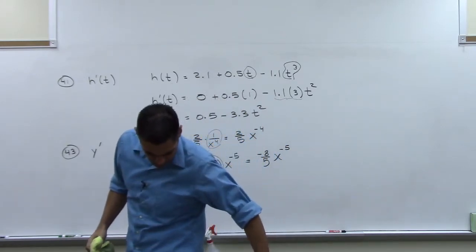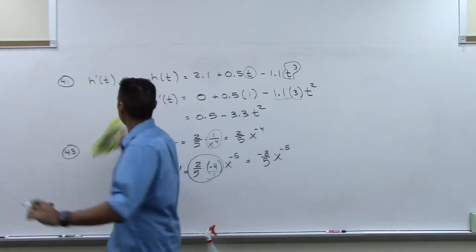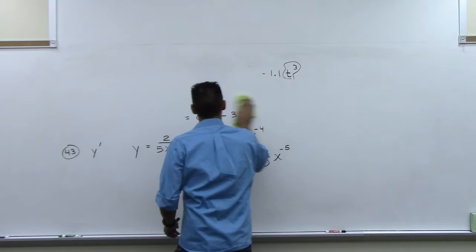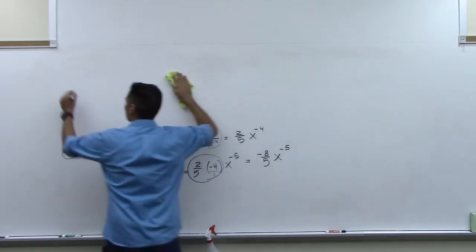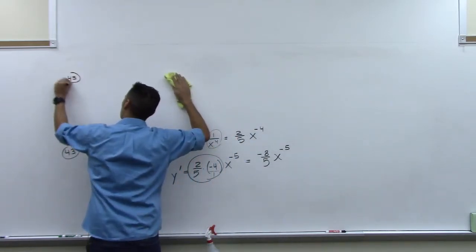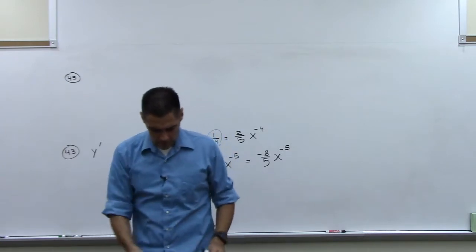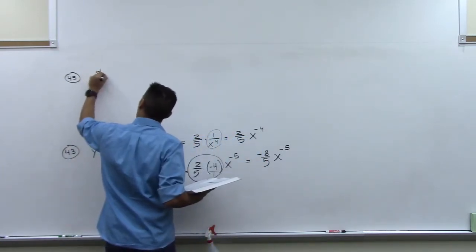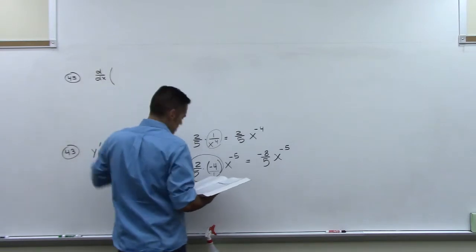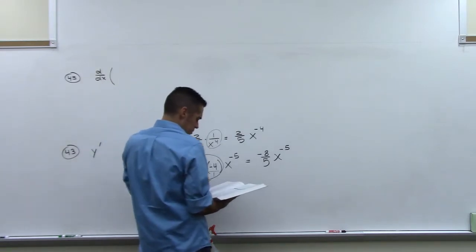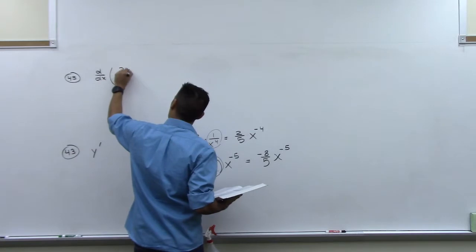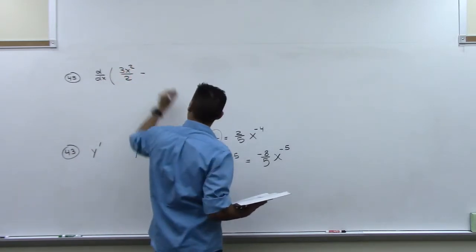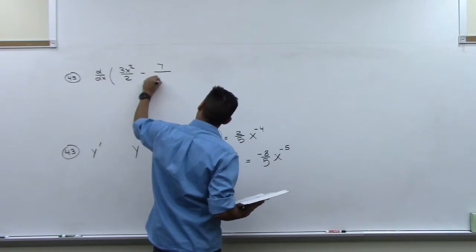Next one is number 45. I want the derivative with respect to x of 3x squared over 2 minus 7 over 5x squared.